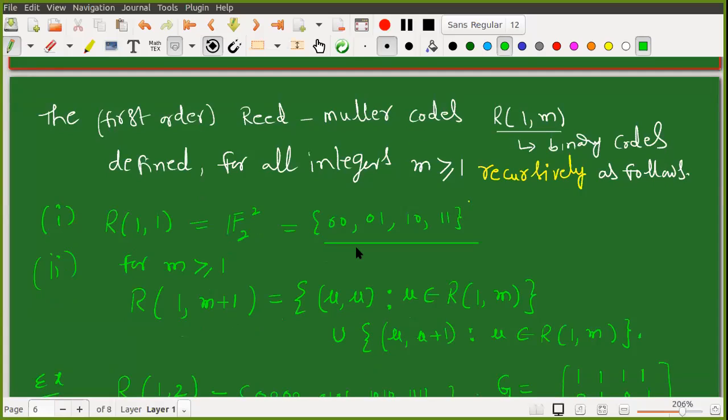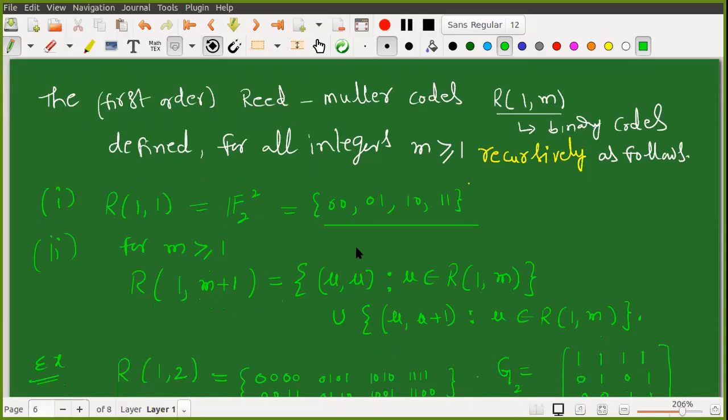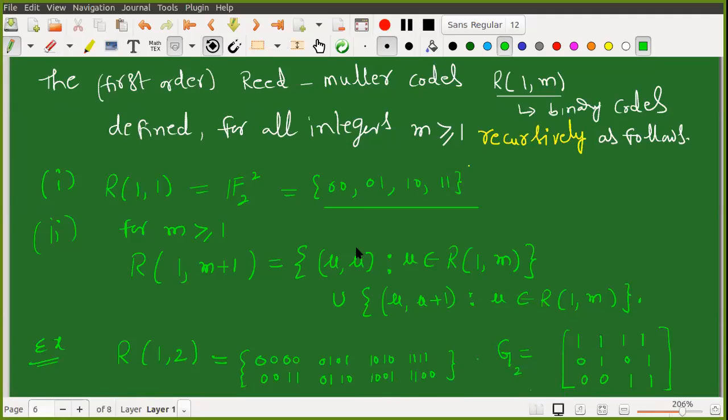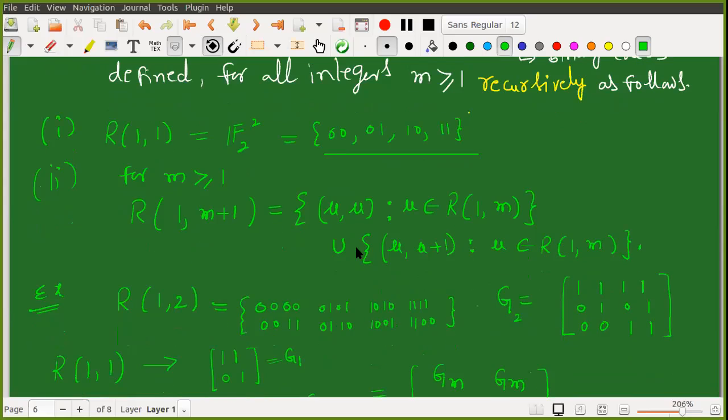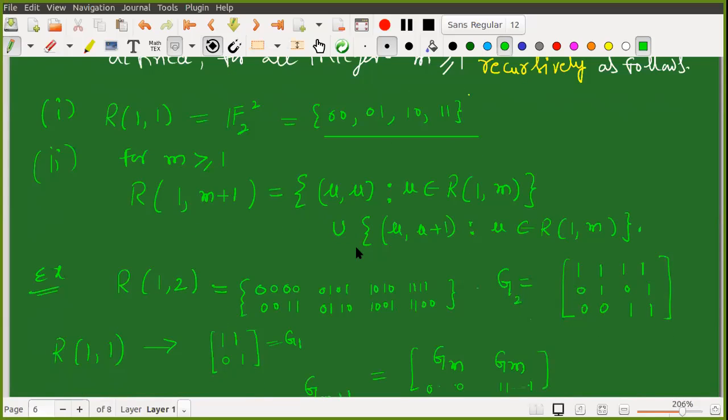First, R11 is this code. R(m+1) is (u, u+v) when u belongs to R(1,m), and u union u plus 1, u belongs to R(1,m). Okay, I'll explain you R(1,2). So how do we do R(1,2)? So 0 0, so u first, right? U added to u, so that is actually you are adding the 0 0 vector, right? 0 vector to u. So C1 plus C2 is the repetition code, 0 0 to 1 1. So I hope this you understood.